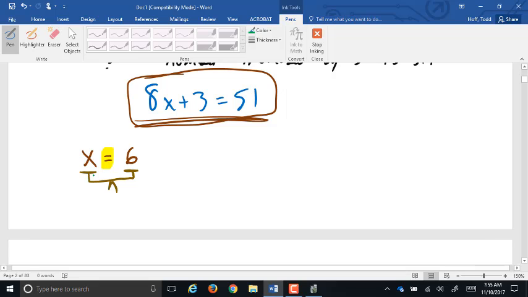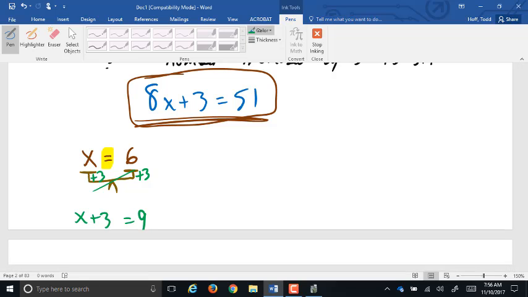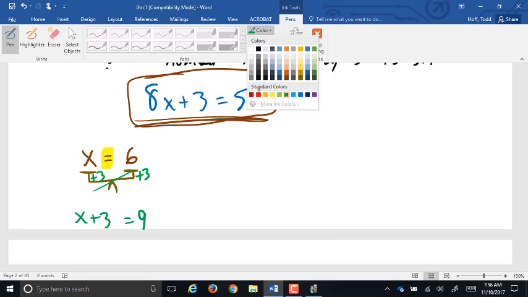Let's just pick something simple like adding 3. So I add 3, this becomes x plus 3. But that scale is going to tip unless I do what? I have to do the exact same thing to the other side. So I have to add 3 over there. 6 plus 3 is 9. So now I have the equation x plus 3 equals 9. A little bit more complicated equation.